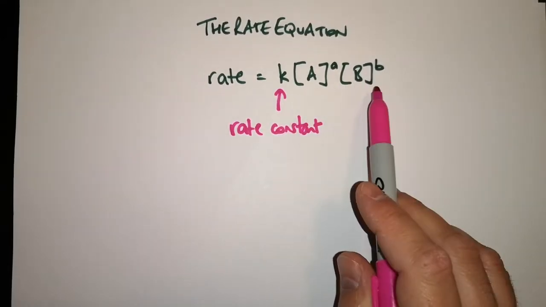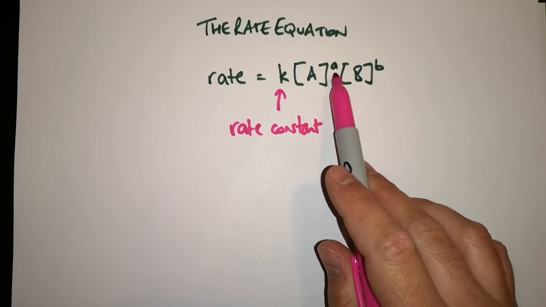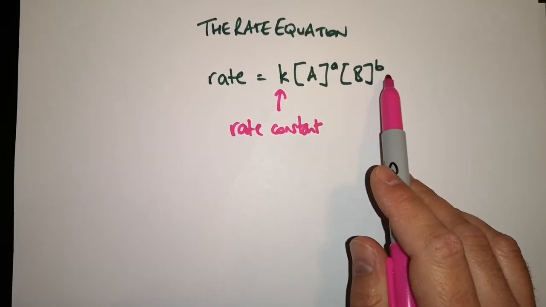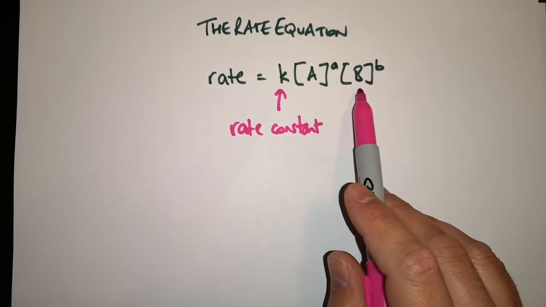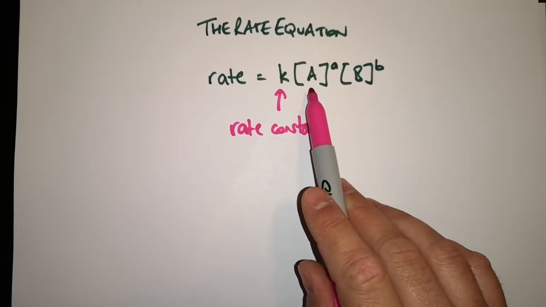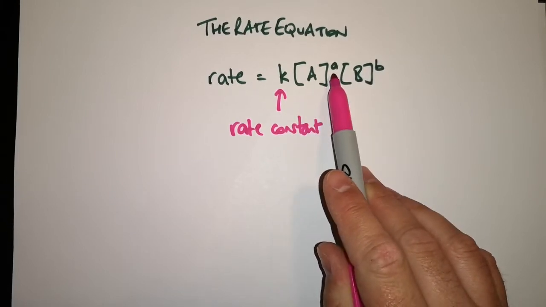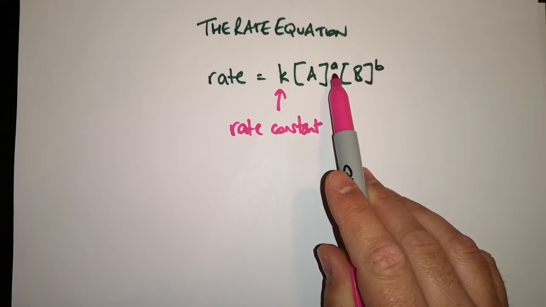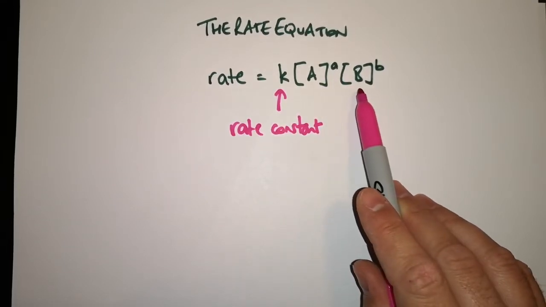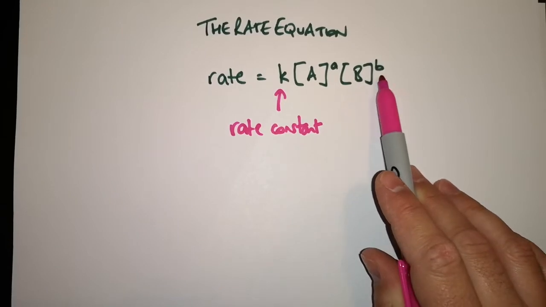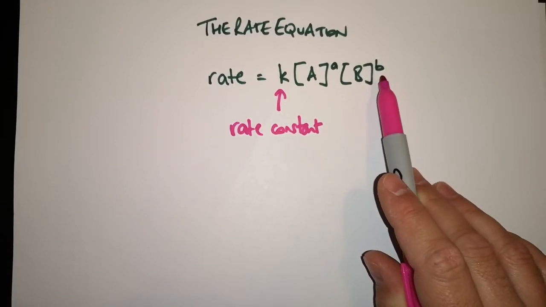A and B are the two reagents, and the small a and b are the orders of reaction with respect to each of those reagents. So this is reagent A raised to the power either 0, 1 or 2, depending on whether it's a zero, first or second order reagent, times the concentration of B raised to the power b, which again is either 0, 1 or 2.